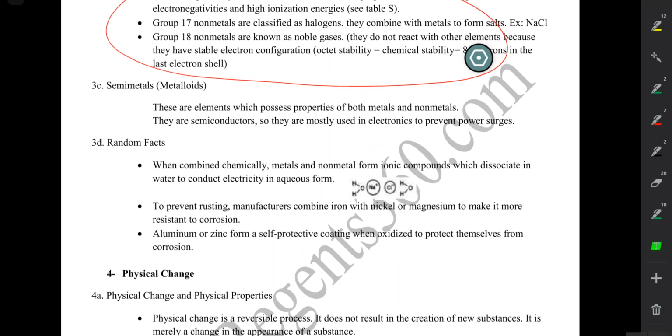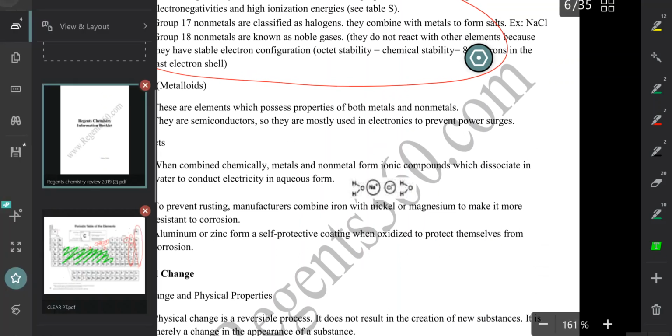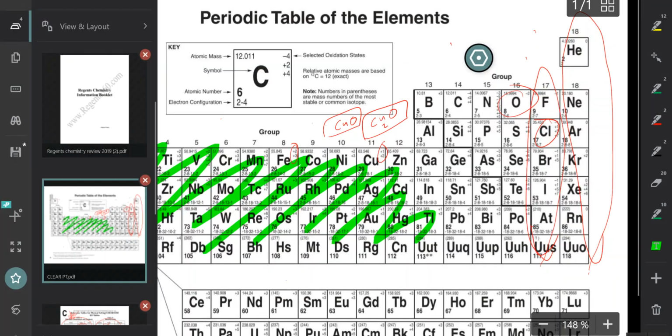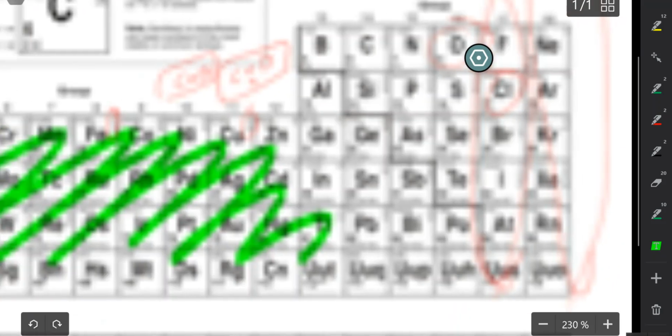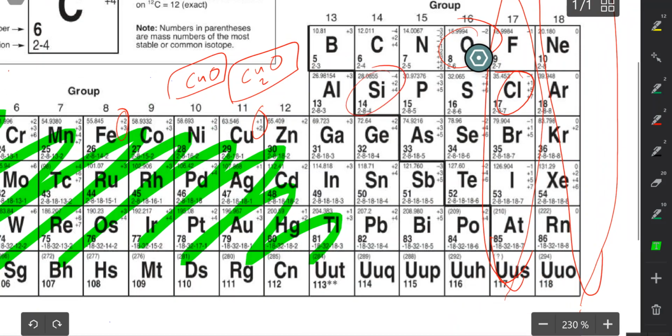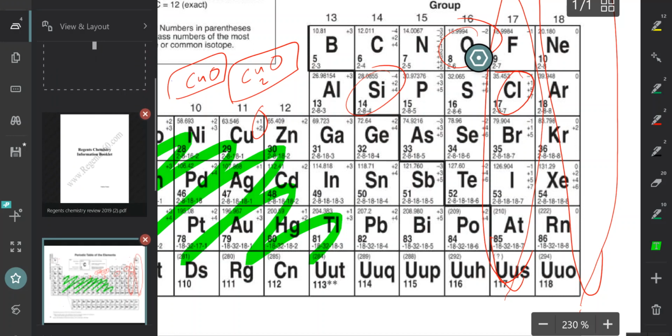Metalloids, we didn't really talk much about it, but silicon is the most common metalloid out there that is used in computer chips. So silicon is a semiconductor. Again, it's not a metal, it's not a non-metal. It behaves both as a metal and a non-metal. So it's not really a good conductor, it's not a bad conductor, it's a semiconductor. So when we use it in computer chips, we prevent power surges.